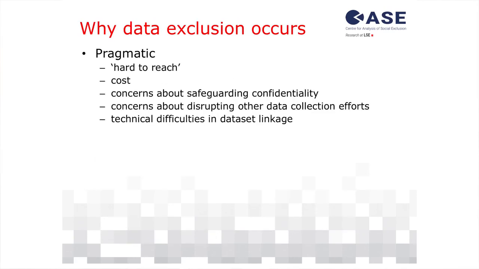So why does this occur? Why does data exclusion occur? Well, there are both pragmatic and political reasons for data exclusion. So first of all, some of the pragmatic reasons. Some of the groups that we might be interested in are hard to reach. Or to put it the other way round, those groups may find it hard to access official data sources, being part of official data sources.